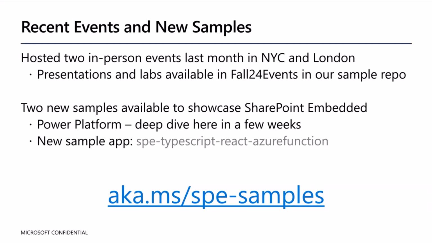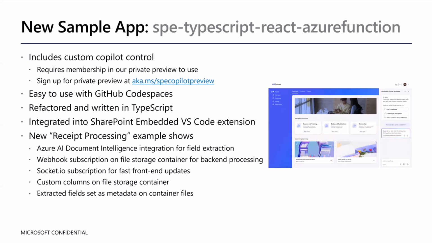The thing we're going to go into today is this new sample app that we have published. It's called the SPE-TypeScript React Azure Function Sample App. I'm going to go to the next slide. It just explains what it is a little bit. There's a whole bunch of new capabilities in here that I just wanted to highlight today, and we're going to get going with that from scratch together.